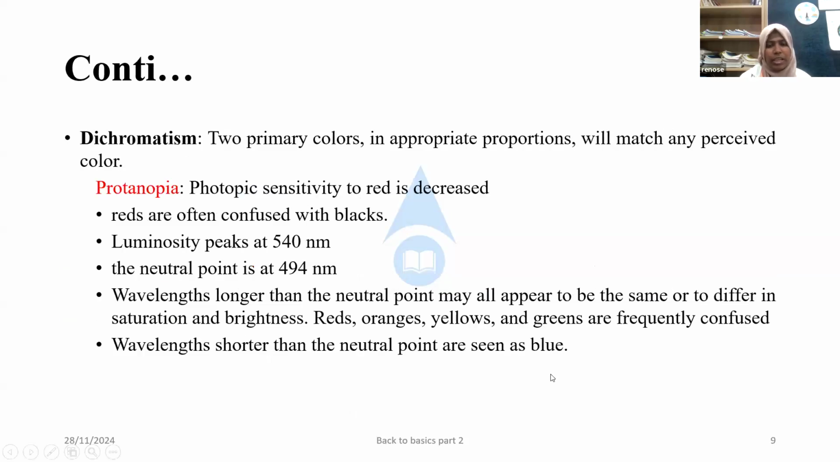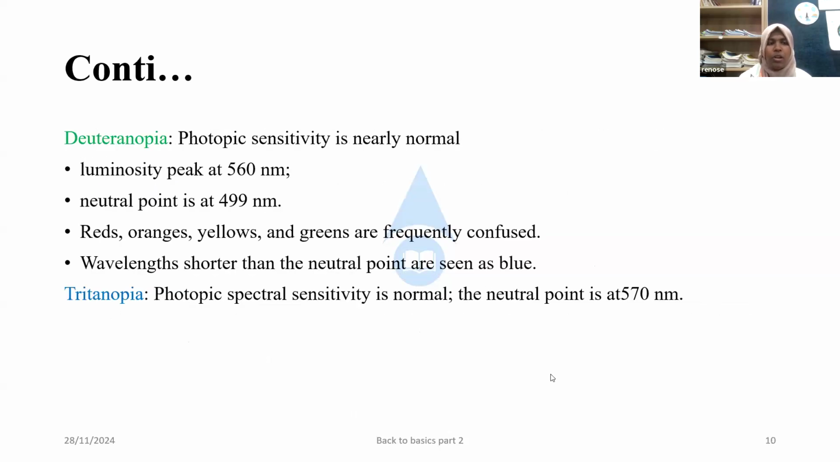Dichromatism: two primary colors in appropriate proportion will match any presented color. Protanopia, photopic sensitivity to red is decreased. Reds are often confused with black. The luminosity peak is at 540 nanometers, the neutral point is at 594 nanometers. Wavelengths longer than the neutral point may all appear to be the same or to differ only in saturation and brightness. Red, orange, yellow, and green are frequently confused. Wavelengths shorter than the neutral point are seen as blue.